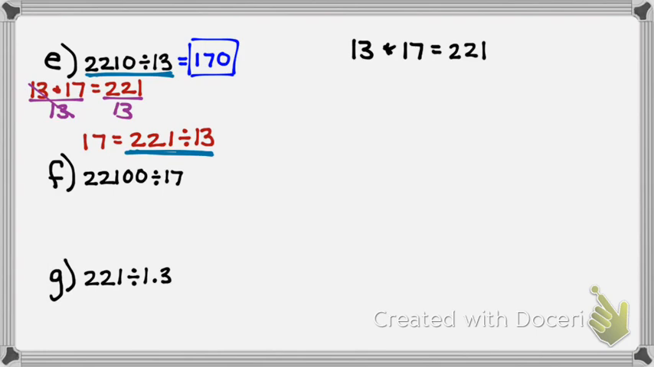So what would I need to do to the 221 to make it look like 2,210? Multiply it by 10. And if I do it to one side, you have to do it to the other side.